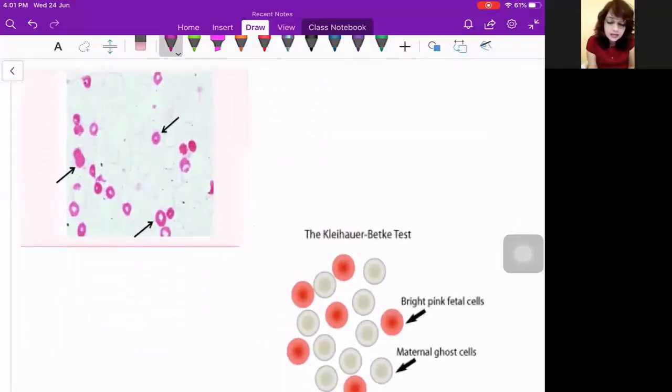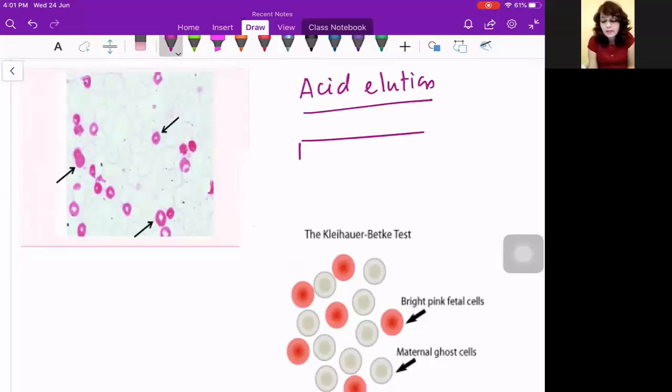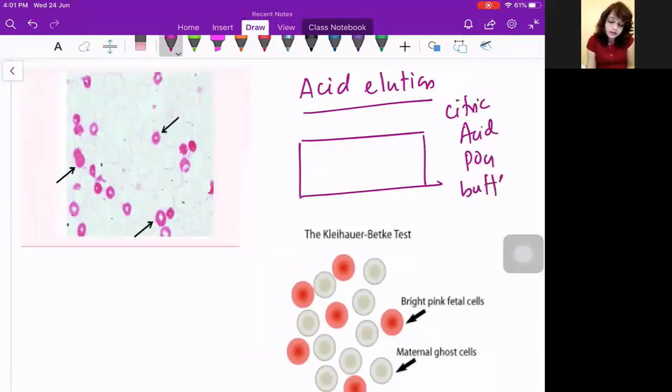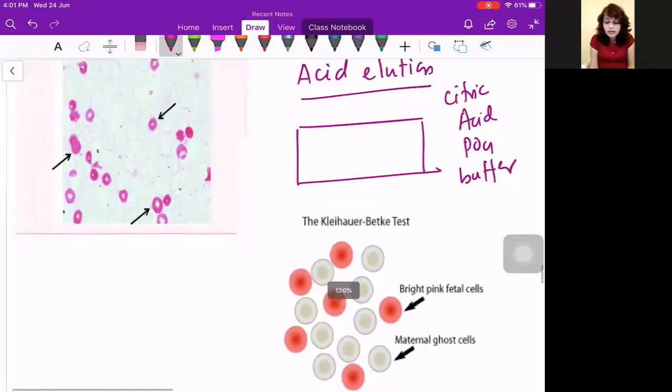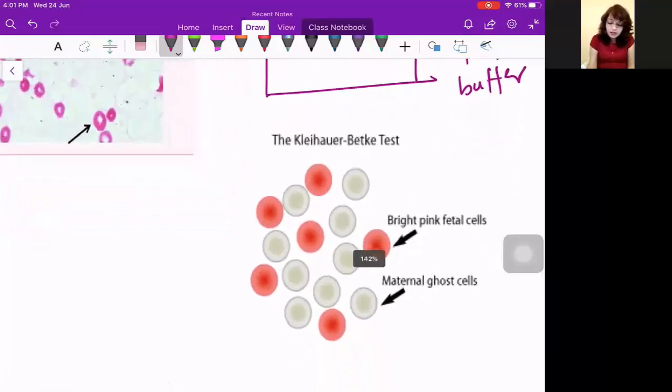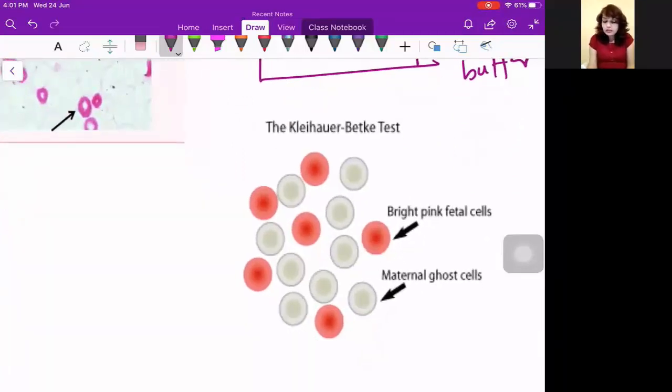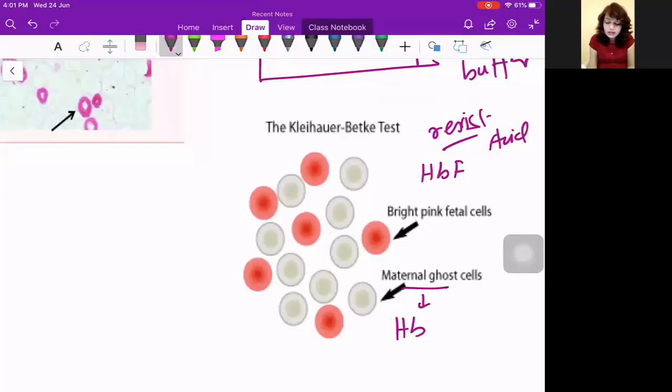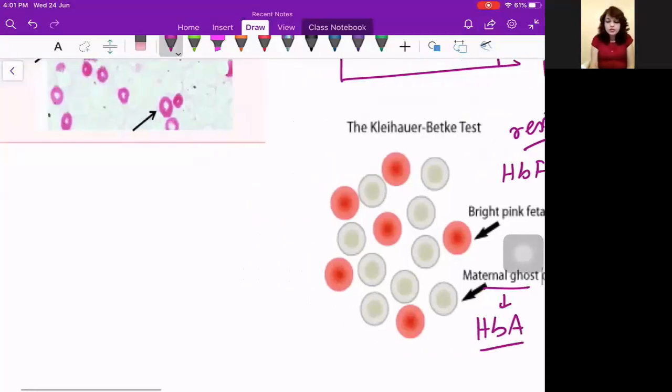Kleihauer-Betke test is based on the principle of acid elution. In this, we take a blood sample to be tested on a slide and we add citric acid phosphate buffer. And what do we see under the microscope? The dark pink color cells, that is bright red or pink color cells, are the fetal cells, which have hemoglobin F. Hemoglobin F resists acid elution, so they are intact. The maternal cells get hemolyzed because they contain adult hemoglobin. So that is the Kleihauer-Betke test.